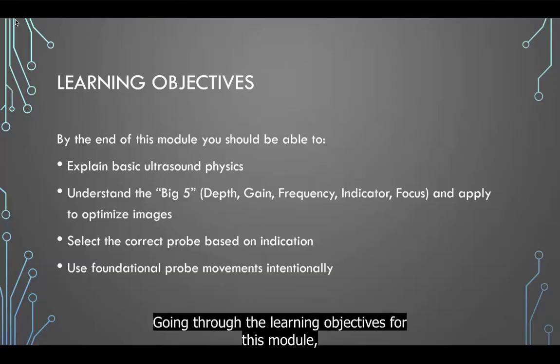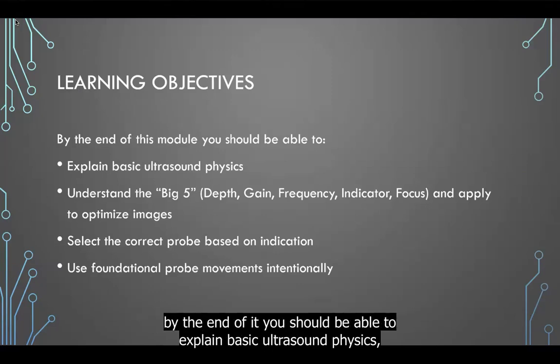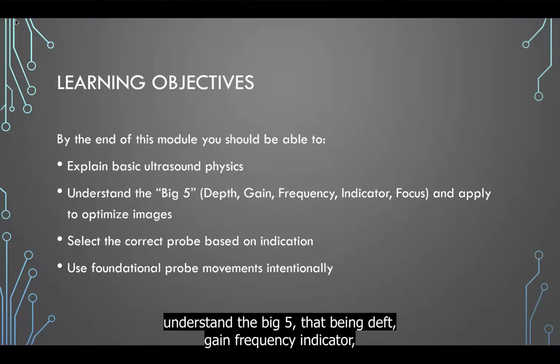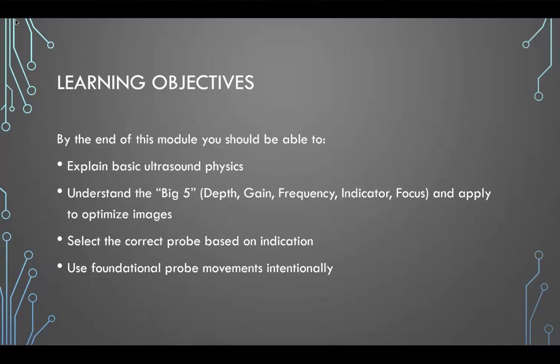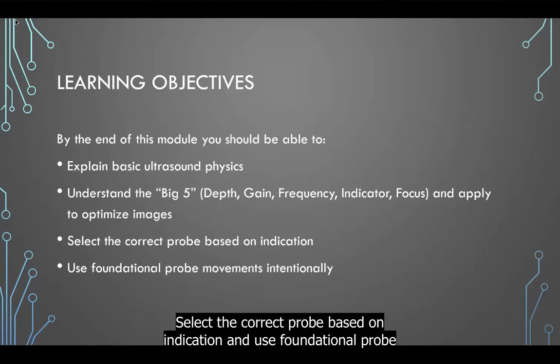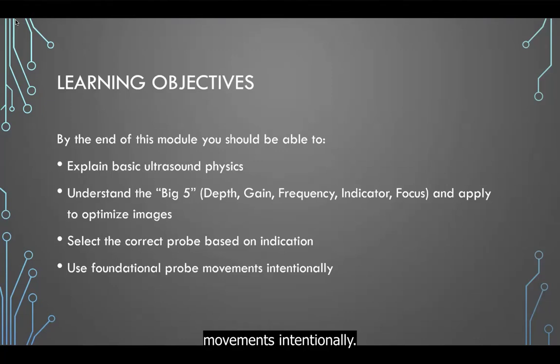Going through the learning objectives for this module, by the end of it, you should be able to explain basic ultrasound physics, understand the big five, that being depth, gain, frequency, indicator, and focus, and apply these concepts to optimize imaging. Select the correct probe based on indication, and use foundational probe movements intentionally.